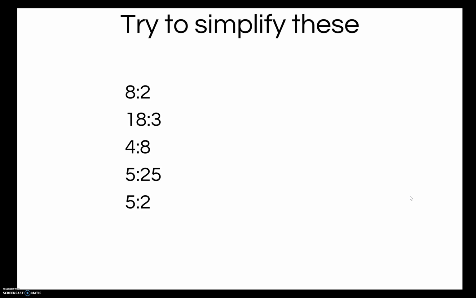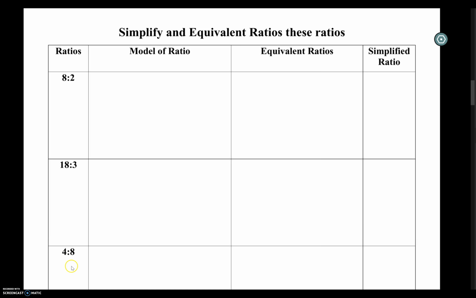So let's go ahead and try to simplify these ratios here. 8 to 2. So we can model 8 to 2. Now, we have a ratio of 8 to 2. Now, that 8 to 2 can be anything. It could be 8 hamburgers to 2 French fries. It could be 8 students to 2 teachers. It could be 8 boys to 2 girls. It could be any combination of things.